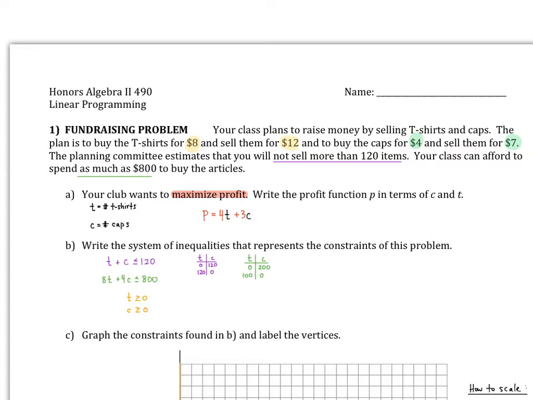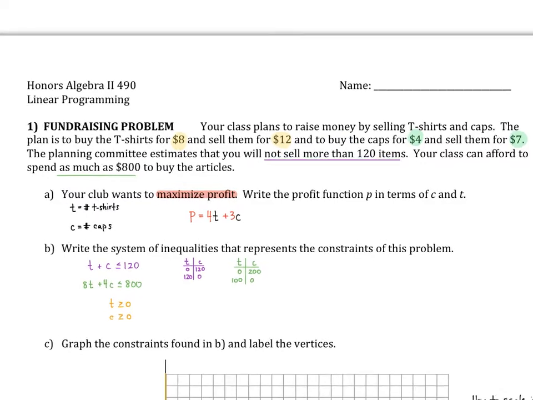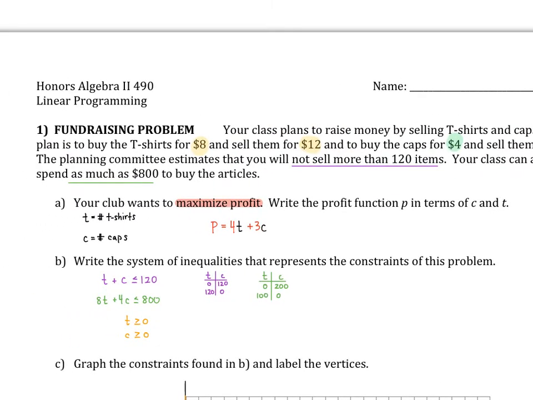All right, so the first part says your club wants to maximize profit. Maximize profit. Write the profit function P in terms of C and T. So we call this our objective function. What is our goal? Our goal is to maximize the profit. This right here is going to be our objective function, but let's talk about how we got that. First, what are we talking about here?